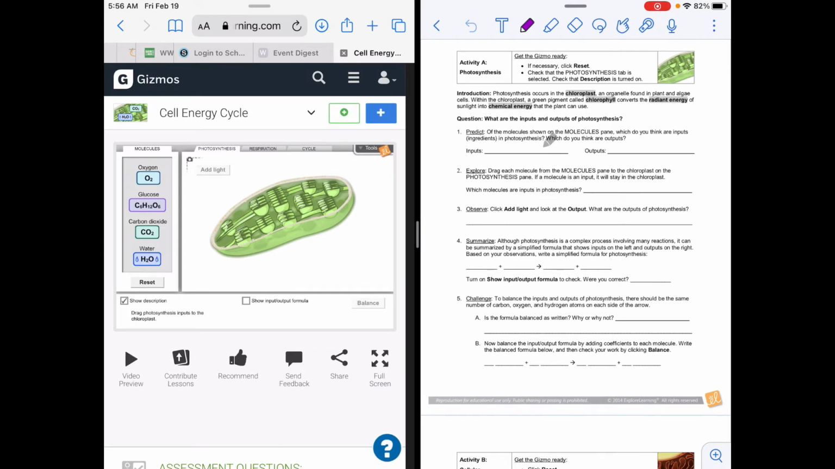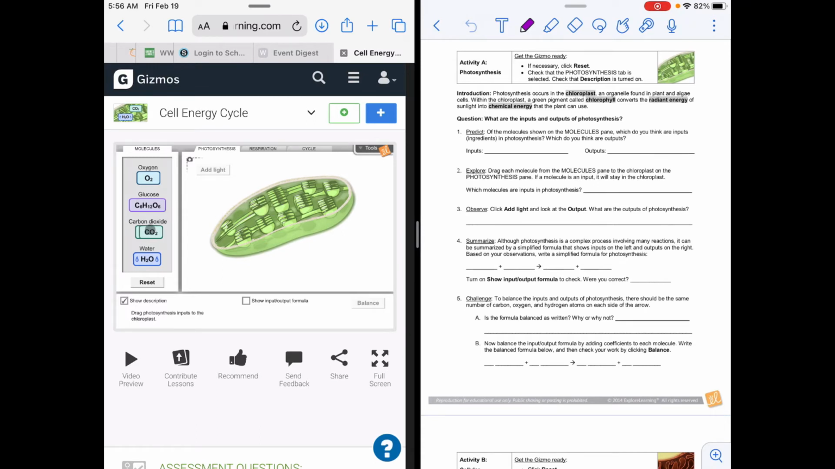What are the things? Inputs would be the ingredients, so this would be the things before the arrow in the chemical formula. Outputs would be like the products. Okay, so what are the things that are made or are going out of this process of photosynthesis? And make your guess there. Number 2 says explore. Drag each molecule from the molecule's pane to the chloroplast on the photosynthesis pane. If a molecule is an input, it will stay in the chloroplast. So all you need to do is you're going to go over here and drag it to the chloroplast. It didn't stay. Let's try the glucose.